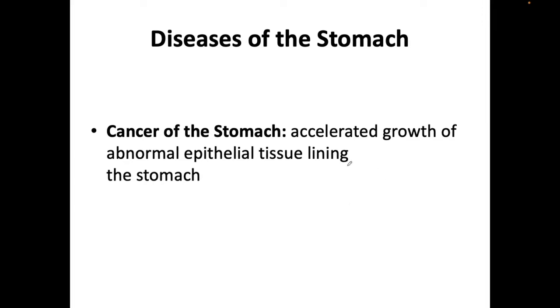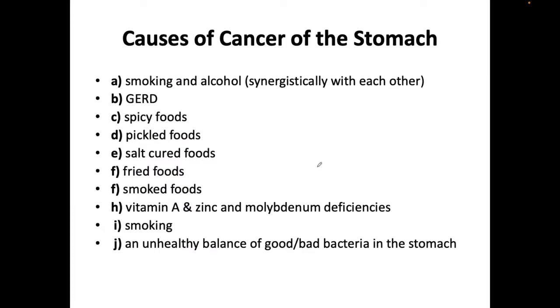In terms of cancer of the stomach, when we hear about cancers, it's an accelerated growth of abnormal epithelial tissue, whether it's of the stomach, the esophagus, or the colon. It's always an accelerated growth of abnormal epithelial tissue. The causes of cancer of the stomach are going to be the causes of cancer of the esophagus and cancer of the intestines, colon. There's overlap throughout the entire GI.